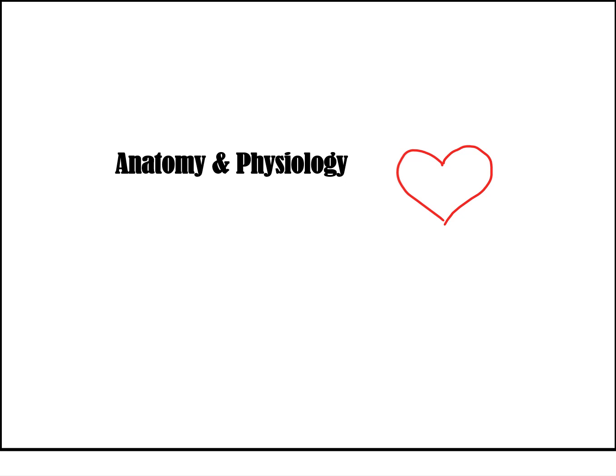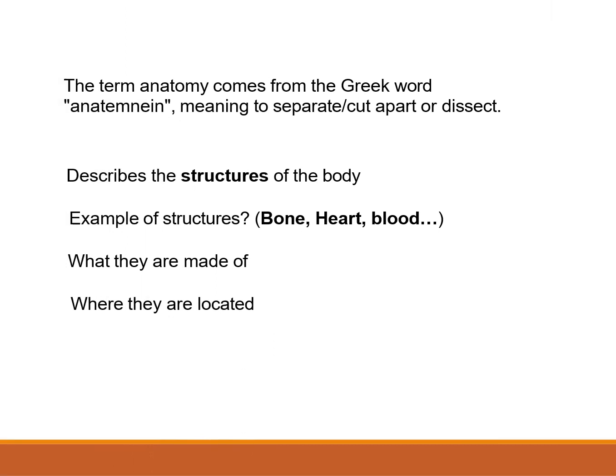Okay, now let's start with defining what anatomy and physiology is. The term anatomy comes from the Greek word anatemnein, which means to separate, cut apart, or dissect. Anatomy describes the structures of the body. Examples of some of those structures would be your bone, your heart, your blood, etc. Anatomy also helps us understand what these structures are made of and where these structures are located.